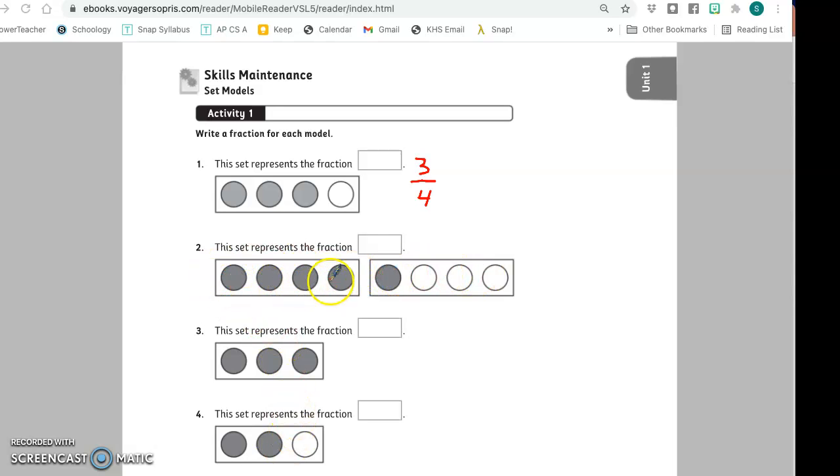Here we have 2 set models. They're both in fourths, right? This would be 4/4, and then I have 1/4. So if I combine those 2 sets together, I have a total of 5/4, right? Number 3, here I have 3 parts that make up this whole. So this is just 3/3 because they're all shaded in, right? This is also put into 3 parts to make up the whole, but only 2 of them are shaded in, so it's going to be 2/3.